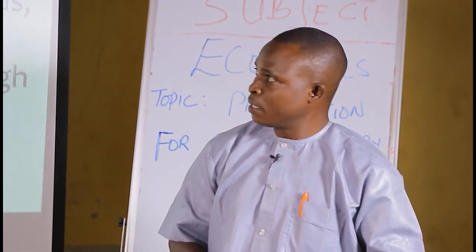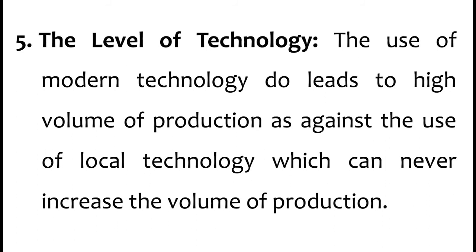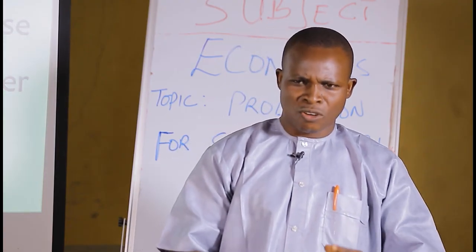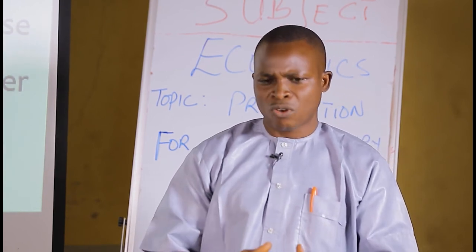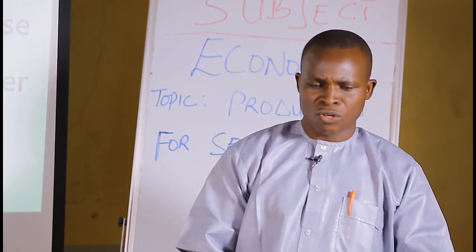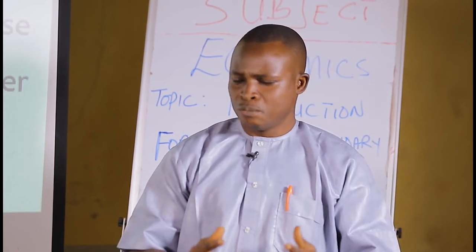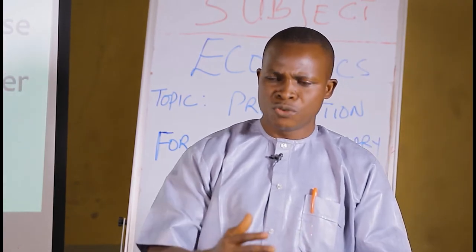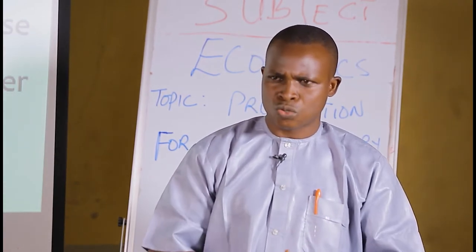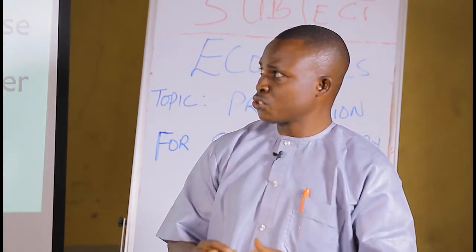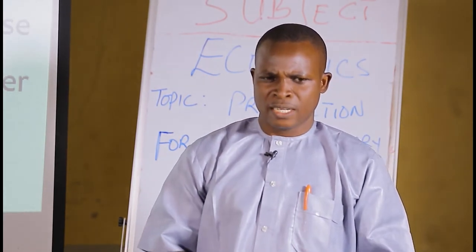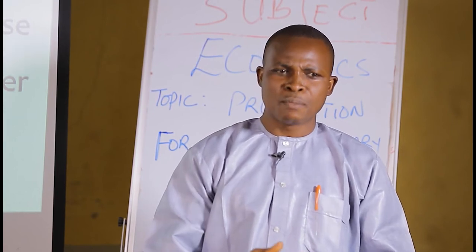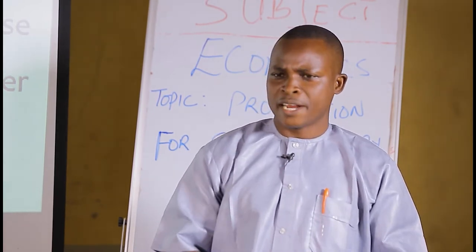Number five, the level of technology. The use of modern technology does lead to high volume of production, unlike the use of local technology. The use of local technology will result in a low level of production. But in a situation where a modern machine is being used in the production process, that can result in a high volume of production. These are some of the factors that can determine the volume of production in an economy.